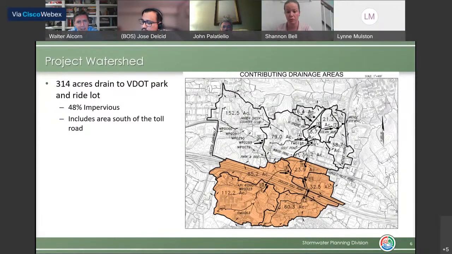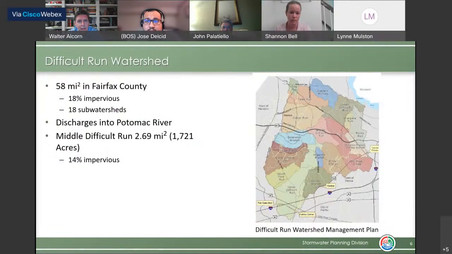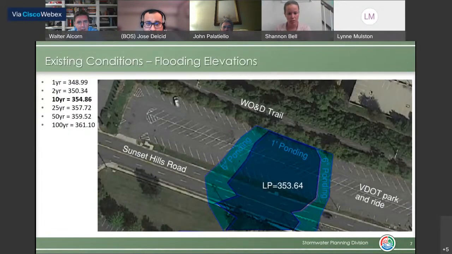Yeah, so we have performed a survey. What's the low point of the park and ride? The whole area, the low point of the whole area that we're trying to fix. So the lowest point of the park and ride right here is 353.64. This is where all the water ponds up. There's an inlet located right here, and that's then the low point of the park and ride.